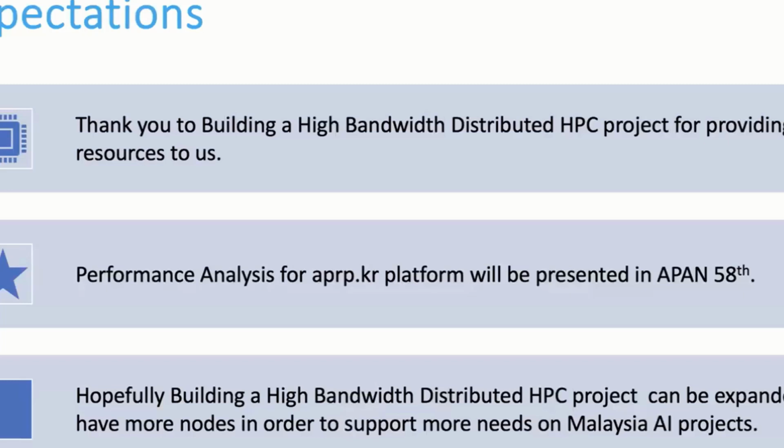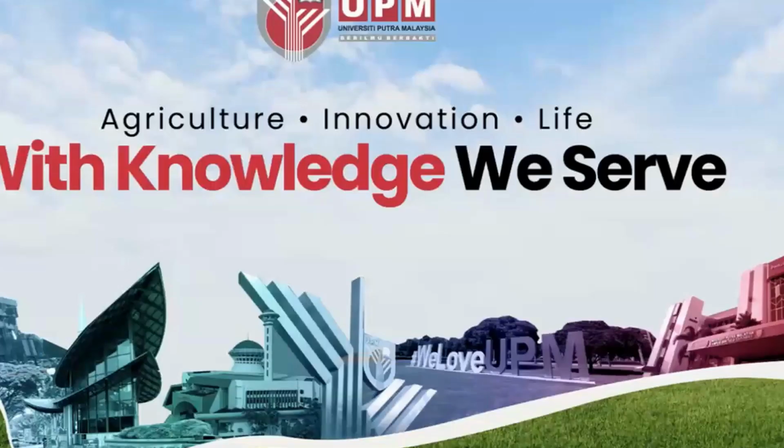So we expected that we can perform some performance analysis and some report in the APAN57. We hope that we can provide those reports with the current progress on the APRP.KR platform. And also we really hope that this project can be expanded to have more nodes in order to support more needs on Malaysia AI projects and also other projects. So I guess that's all from me.